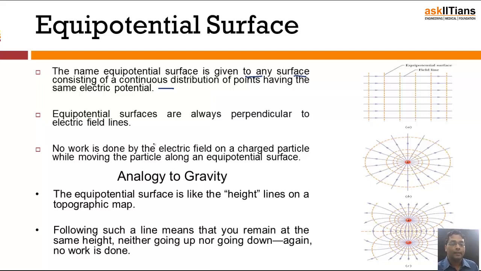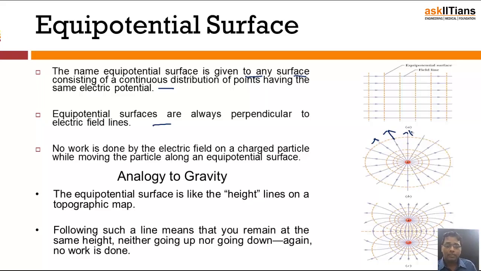Moving on, equipotential surfaces are always going to be perpendicular to the electric field lines. So for instance, here this is an equipotential surface, this is an equipotential surface, and so on. These surfaces are always going to be perpendicular to the electric field lines, and no work is going to be done by the electric field on a charged particle while it is moving on an equipotential surface. If you have a charged particle moving on this equipotential surface, no work is going to be done, because all the points are at the same potential. How can you do any work? There is no difference in potential, so there is no work being done.